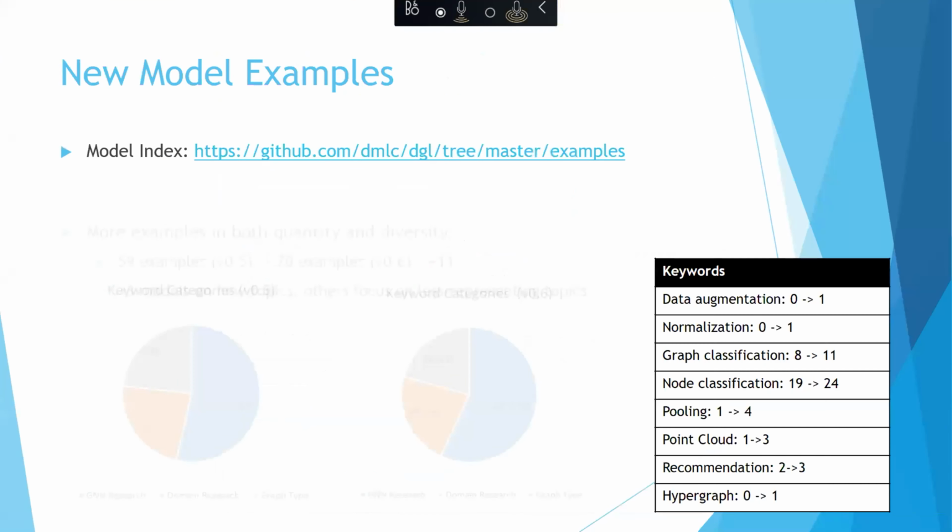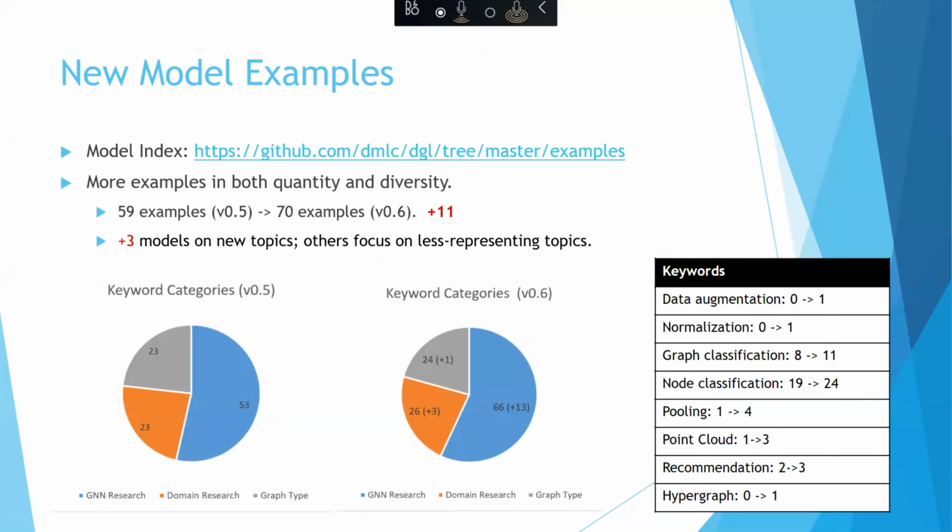Okay, next, we add more examples, of course, to DGL, but we consider not only the quantity, but also the diversity. In 0.6, we have 11 new models, and many of the new models are on new topics. For example, we have new models on data augmentation, normalization, and hypergraph, which were missing in the previous release. And we also add models not only for GNN research, but also for domain research, like computer vision and point cloud, and also for different types of graphs.